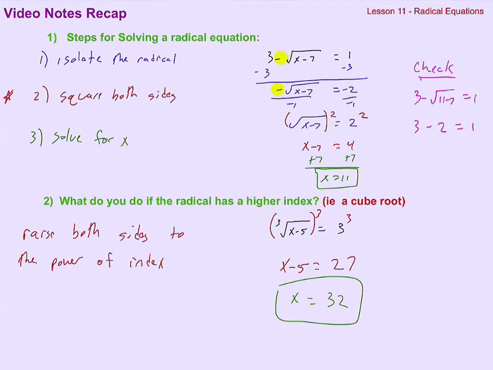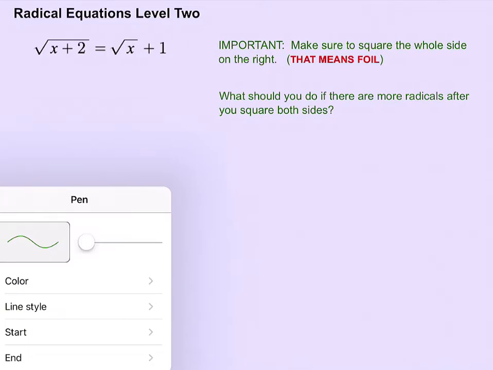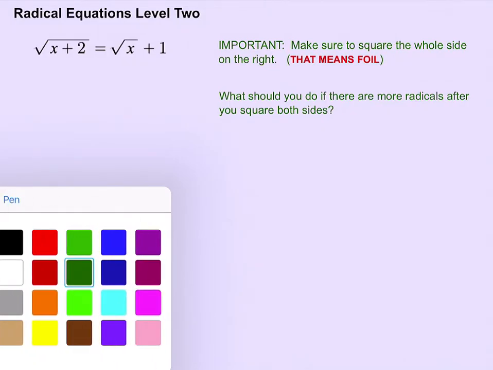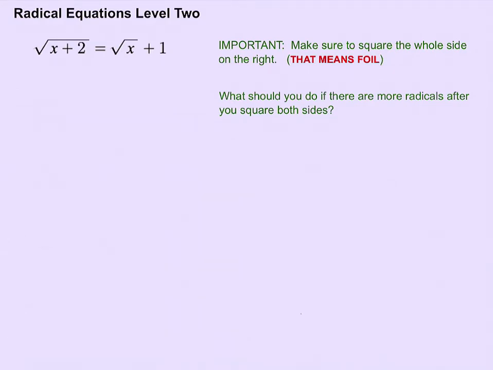Okay. We're going to look at a slightly trickier example now. What happens when you have more than one radical? The process isn't the same. The only issue is I can't isolate everything at once. I've got a radical x plus 2 and a radical x, so 2 square roots there. I can't isolate them both.